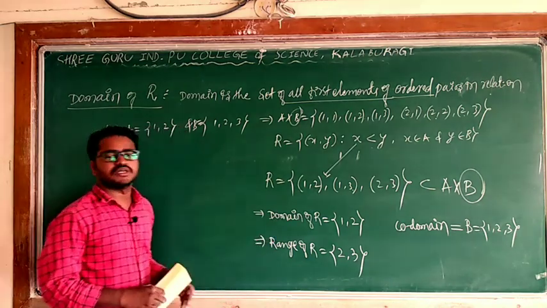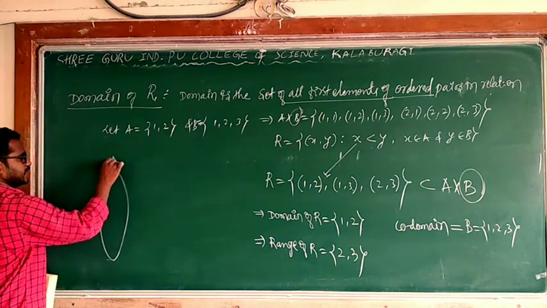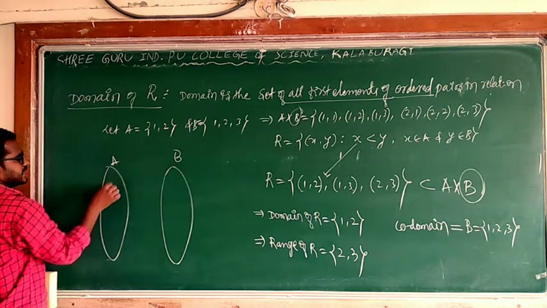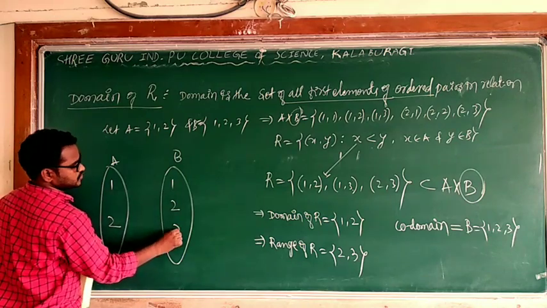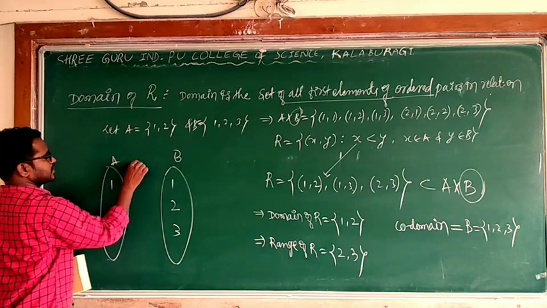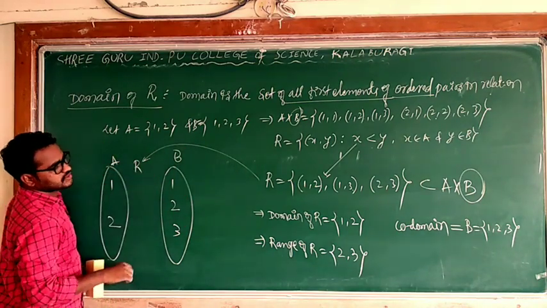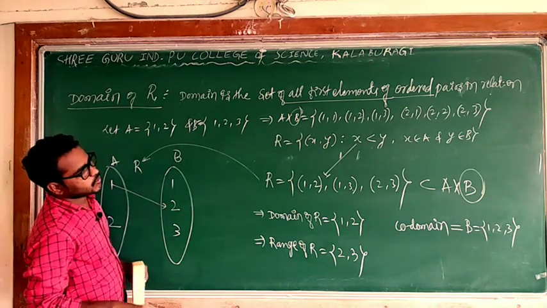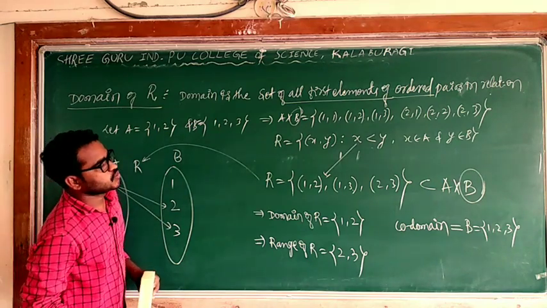I can show this using an arrow diagram also. This is A and this is B. What are the elements in A? 1, 2. What are the elements in B? 1, 2, 3. What is the relation here? R is defined as (1,2), (1,3), (2,3). (1,2) means 1 is connected to 2. (1,3): 1 is connected to 3. (2,3): 2 is connected to 3.